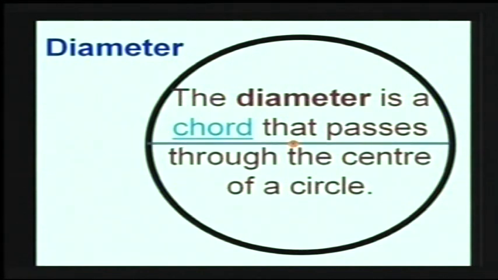Okay, next, the diameter. The diameter is a chord that passes through the center of a circle. You can see the blue line passing through the red dot there. The red dot is the center of the circle. So that blue line is known as the chord. A chord that passes through the center of the circle is called the diameter.